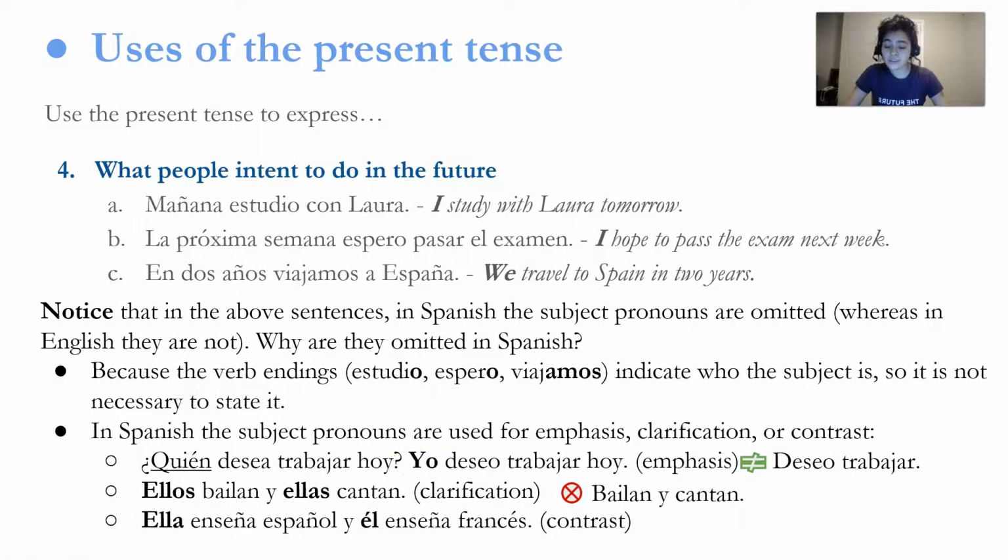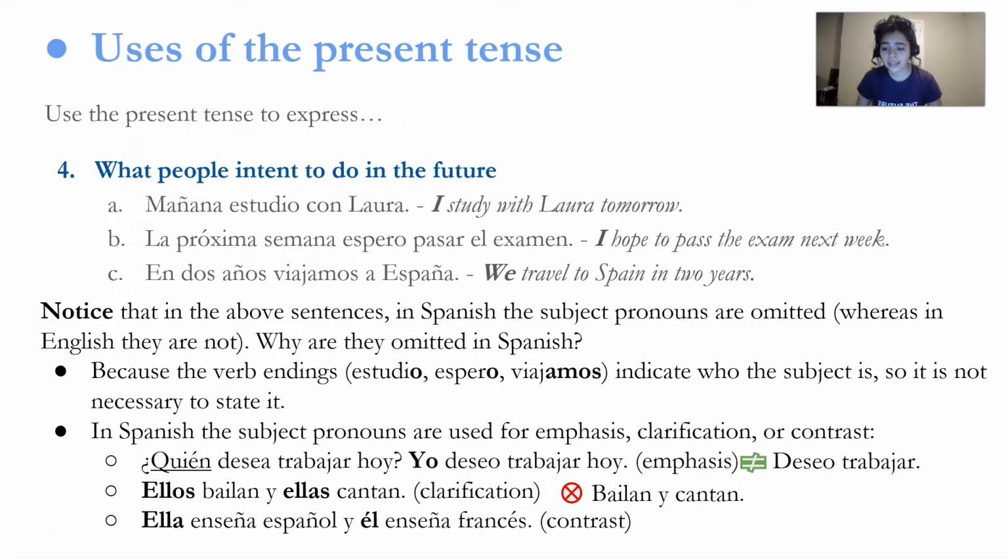Number 2, ellos bailan y ellas cantan. So you're putting the subject pronouns for clarification because it's not the same as saying bailan y cantan. They are dancing and they are singing. So you're making a distinction, a clarification between who is dancing and who is singing. Whereas if you would use bailan y cantan, probably it's understood that you're talking about the same people.